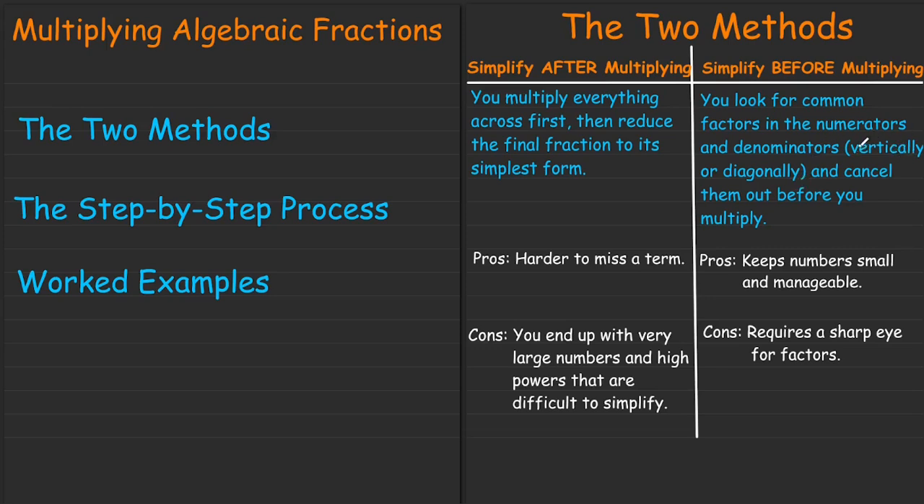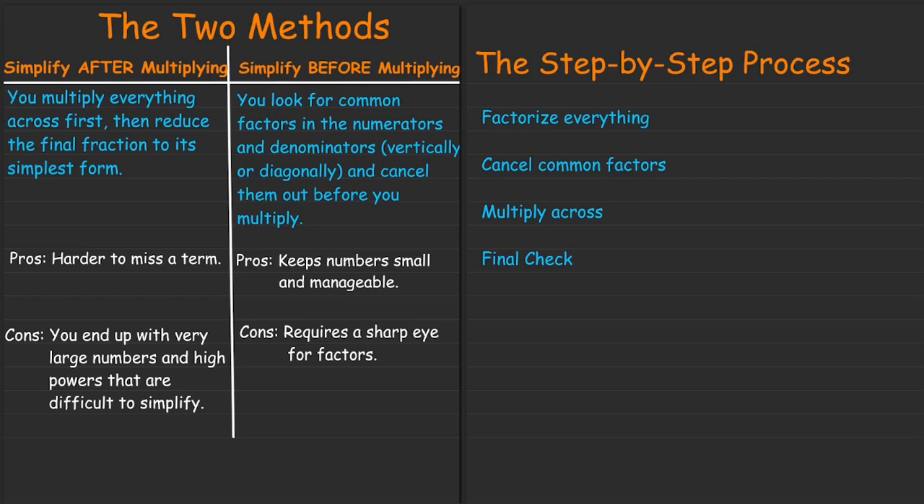There are pros and cons for these two methods. For simplifying after multiplying, it is harder to miss a term, so you'd always get it right. But you end up with very large numbers, which makes it difficult to simplify. When simplifying before multiplying, you keep the numbers very small and manageable, but you might miss some if you don't look at it keenly. For this lesson, we'll be looking at how to simplify before multiplying. So please pay attention and work along.